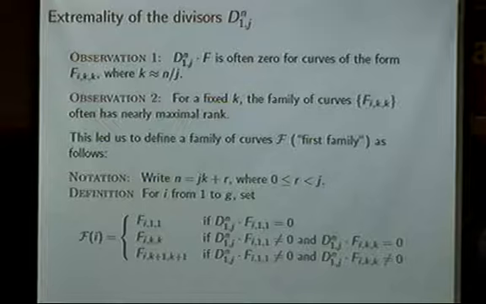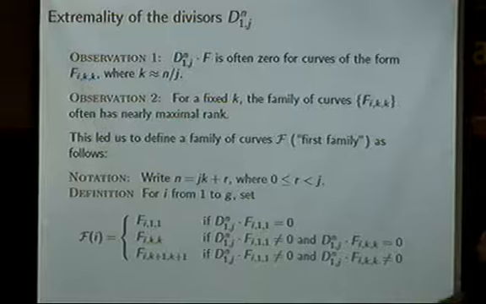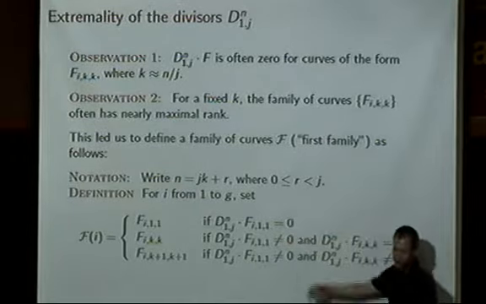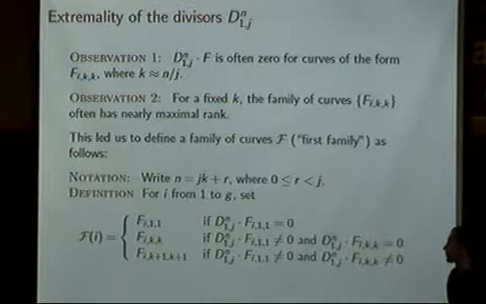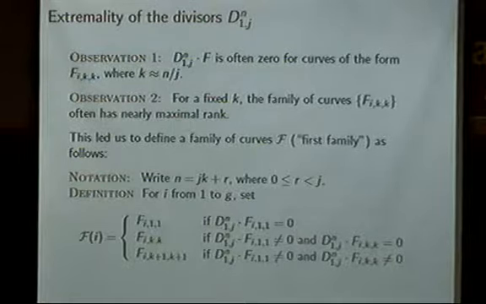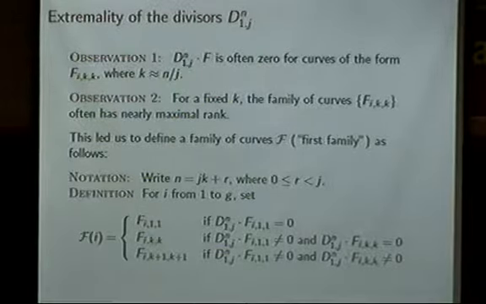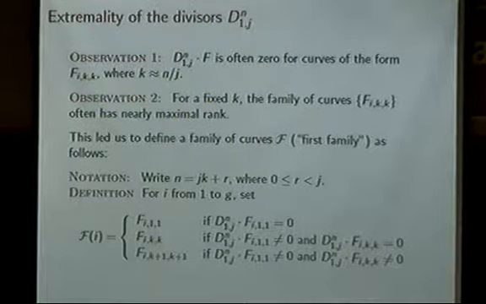For I going from 1 to g, I'll take the 1, 1 curve f I 1 1 if I can. So if my divisor intersects that curve in degree 0, I'll take it. If not, here's what I'll try second. If my divisor intersects f I 1 1 positively, then I'll take the I k k curve if I can. And if I can't, then I'll take the I k plus 1 curve. Okay, and you can prove the following.